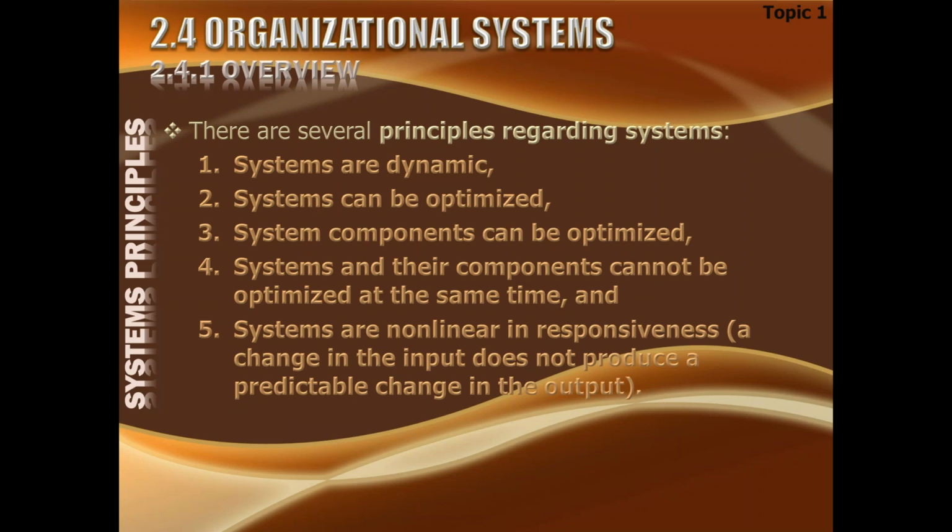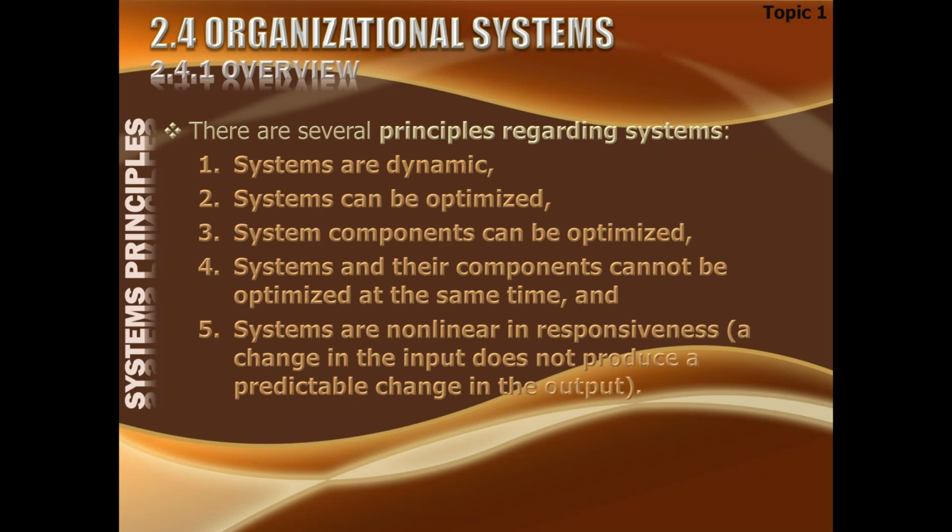System and their components cannot be optimized at the same time. This is again a rule. Either you optimize the system as a whole from top down, or you optimize the components from bottom up, but you can't start optimizing both from both sides. So a system cannot be optimized along with its components at the same time.